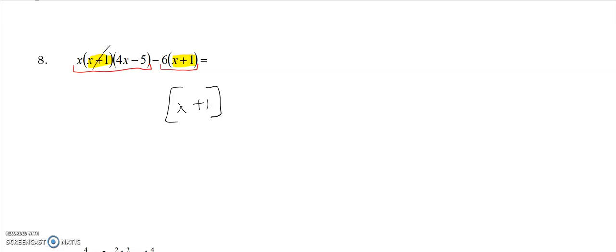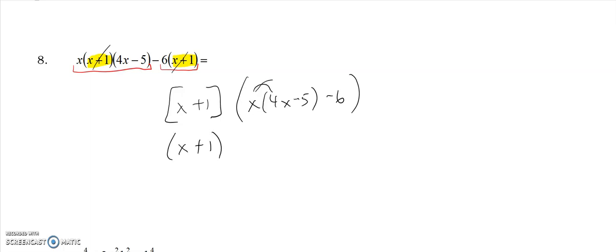Well, if I take it out of that first one, what am I left with? x and 4x minus 5. If I factor it out of this second term, what am I left with? Again, that's gone. Negative 6. Now it's just a matter of, I'm going to rewrite these as parentheses now instead of brackets, same thing. Distribute through. Now we've got a nice little trinomial here.